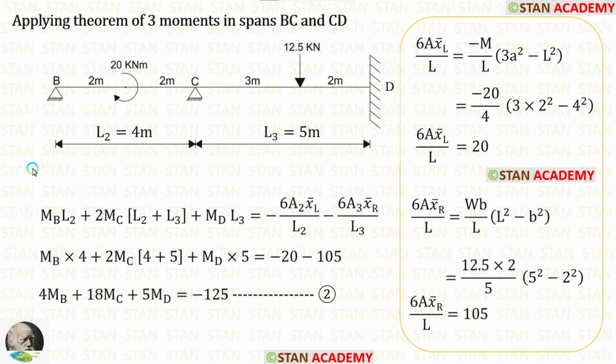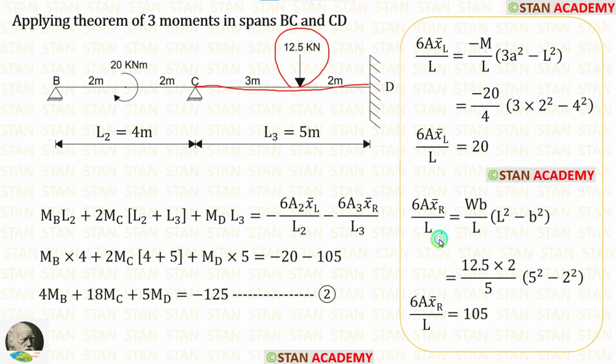Now let us apply the formulas in the spans BC and CD and make the second equation. In the span BC, we have to calculate 6A x bar left upon L. The formula is minus M upon L into 3A square minus L square. Here M is 20, A is 2, L is 4. When we apply the values inside the formula, we are getting 20. In the span CD, there is a point load 12.5 kN.